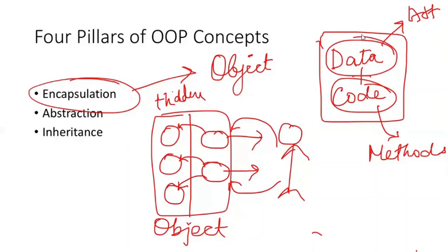Let's move to the third. The third is something you must have seen earlier, that is inheritance. So what is inheritance? Inheritance means that you have an object. Let's talk about a car. Now there are different types of cars. You may have a hatchback. So we are talking about cars. So you have a car.